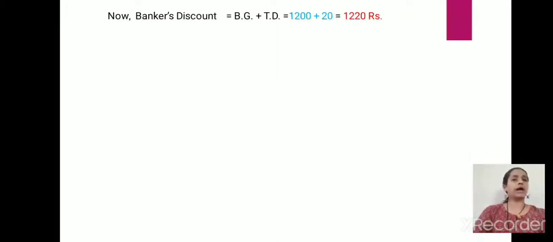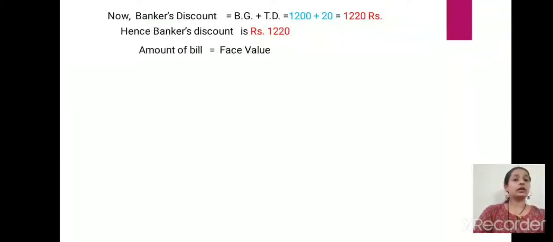So you have got banker's discount, you have got true discount. Now you want to find amount of bill. Now see, amount of bill is nothing but the same as face value. If you recollect, that is for banker's discount. Recollect it. Amount of bill, for how much the bill is drawn, is nothing but the face value. Banker's discount is a simple interest calculated on face value.